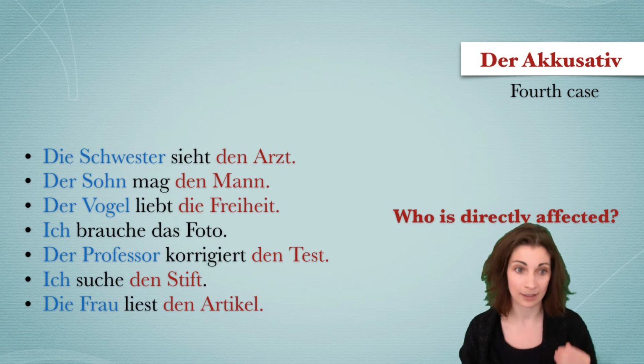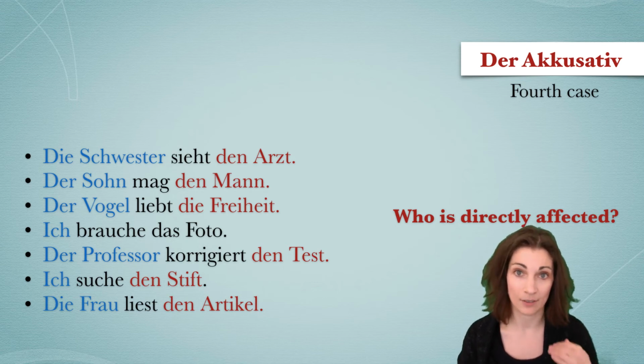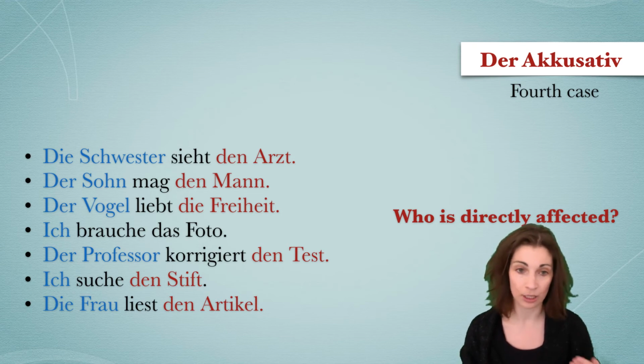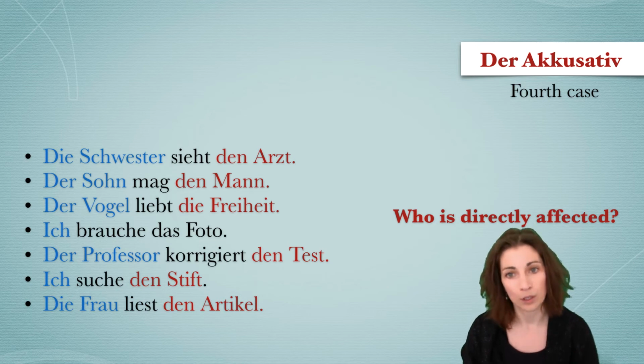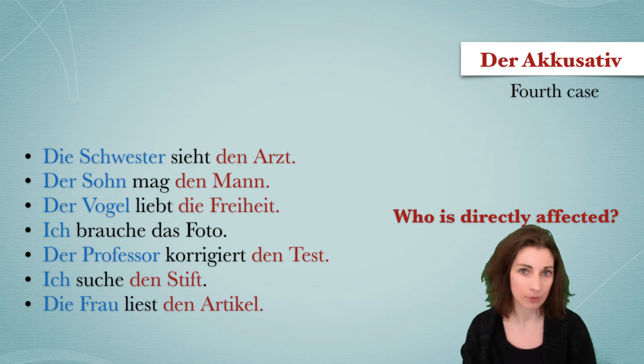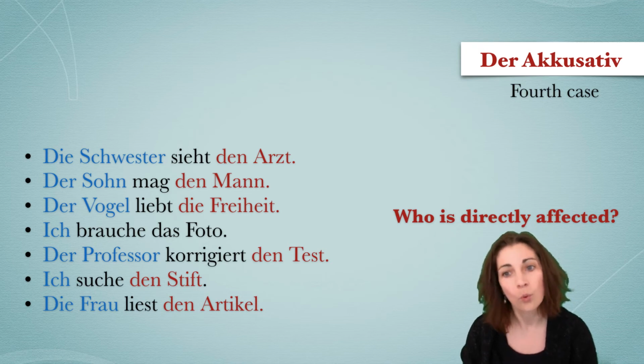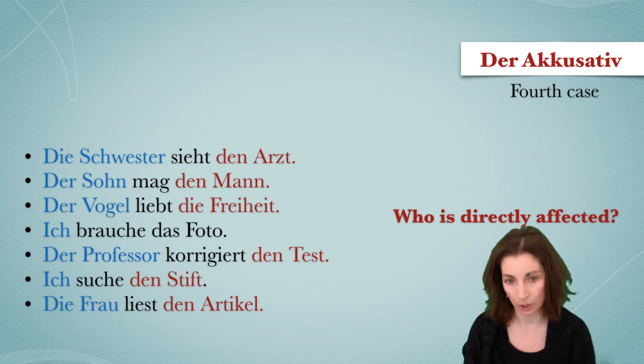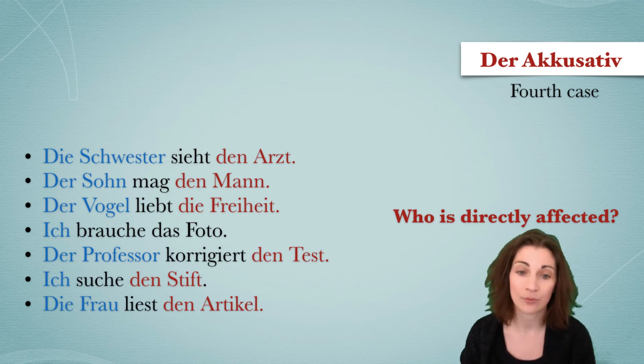Der Sohn mag den Mann. The son likes the man. Who does he like? The man. The man is directly affected. Den Mann, that's accusative. Der Vogel liebt die Freiheit. The bird loves its freedom. What does it love? The freedom. It's directly affected. Ich brauche das Foto. Should also be in red. Das Foto. I need the photo. Who or what? In this case it's a what. What is directly affected? Das Foto.